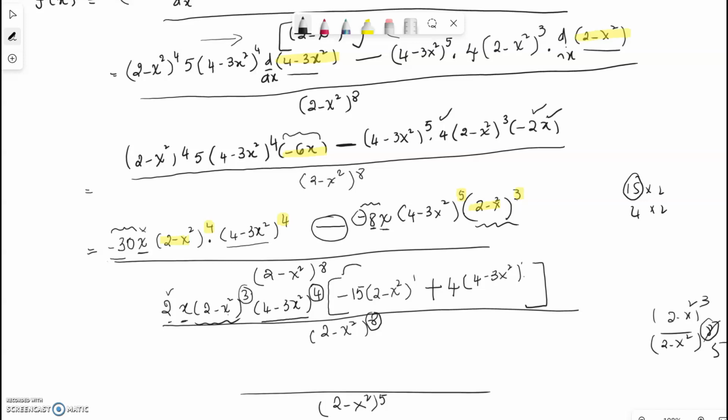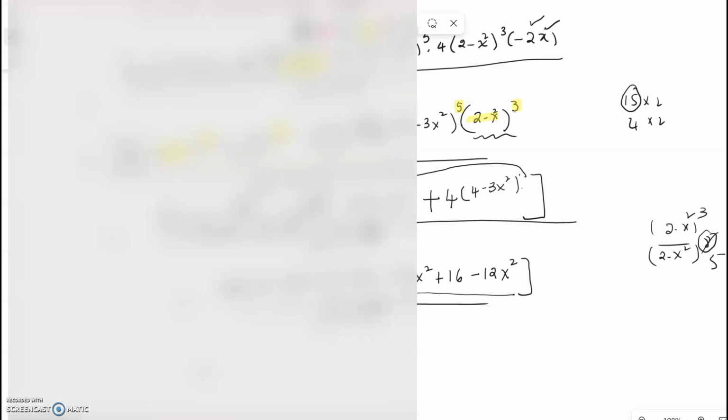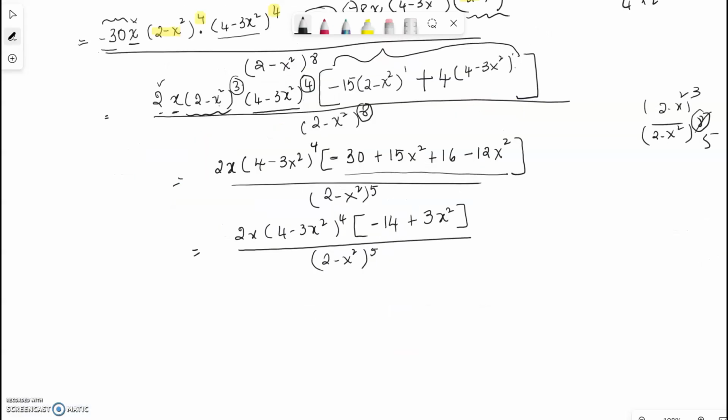Now all we have to do is simplify the inside of the parentheses. So we have 2x times 4 minus 3x squared, and inside the parentheses we have 15 times 2 is 30 with a negative. Negative 15 times negative x squared is positive 15x squared. 16 minus 4 times 3x squared, 4 times 3 is 12. Next, we simplify the inside of the expression completely. So finally, we are left with negative 14, that is negative 30 plus 16, plus 15x squared minus 12x squared is 3x squared. And this is the final answer.